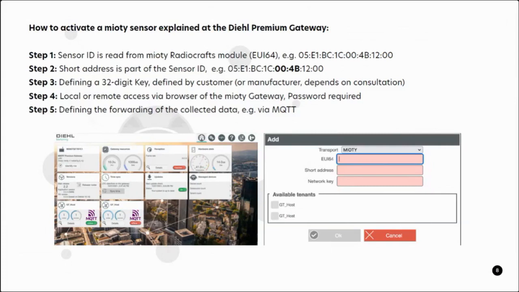Step 4 is local or remote access via browser to the Mioty gateway. There is, of course, a password required. And last but not least, the project team has to define where it wants to forward the collected data to, for example, via MQTT tenants. Next slide, please.